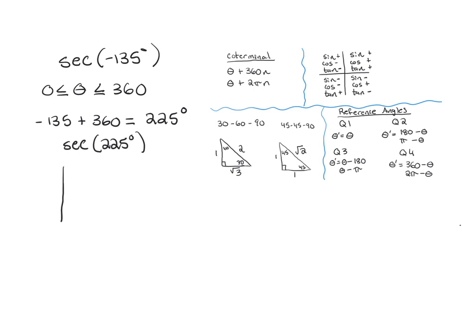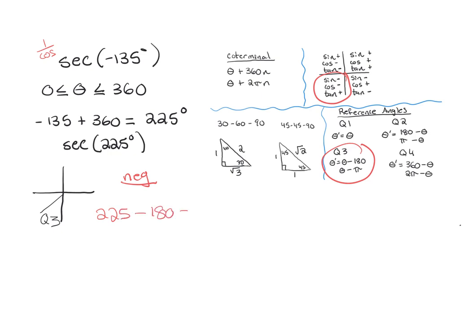But what quadrant is that? 225, that's in quadrant 3. So what's happening in quadrant 3? Well, let's first note secant is 1 over cosine, and cosine is negative, so my answer will be negative. And in quadrant 3, to find the reference angle, I do theta minus 180. 225 minus 180 is 45 degrees.